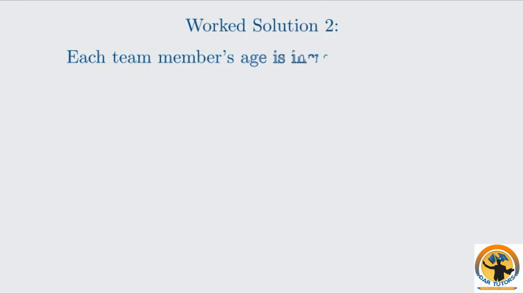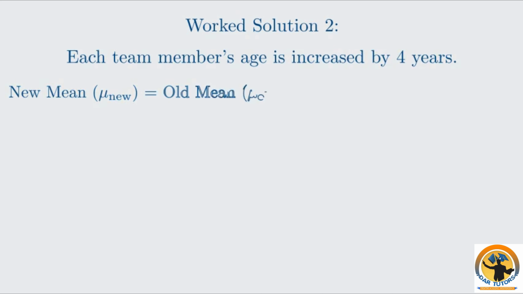Here is the solution. Each team member is 4 years older, so the data has been transformed by adding a constant of 4 to each value. According to our transformation rules, the new mean is the old mean plus 4. So 24.25 plus 4 equals 28.25 years.